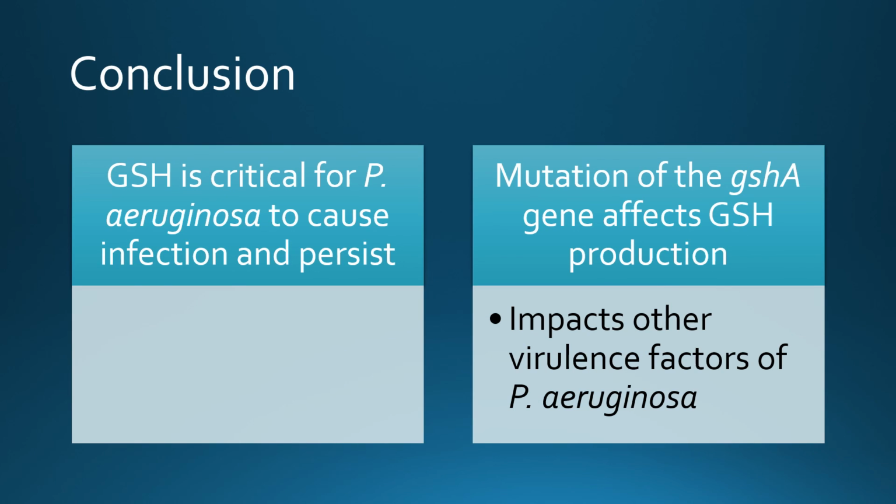So ultimately, the researchers were able to conclude that glutathione is critical for Pseudomonas aeruginosa to not only cause infection but to persist in an environment. And they also concluded that mutation of the gshA gene affects glutathione production, but it also impacts other virulence factors that are necessary for Pseudomonas aeruginosa to cause infection and persist as well.